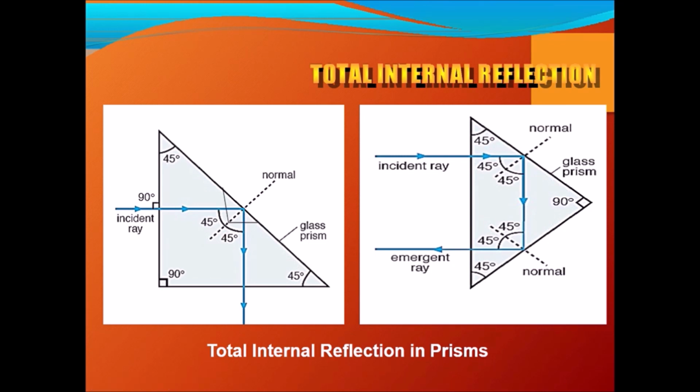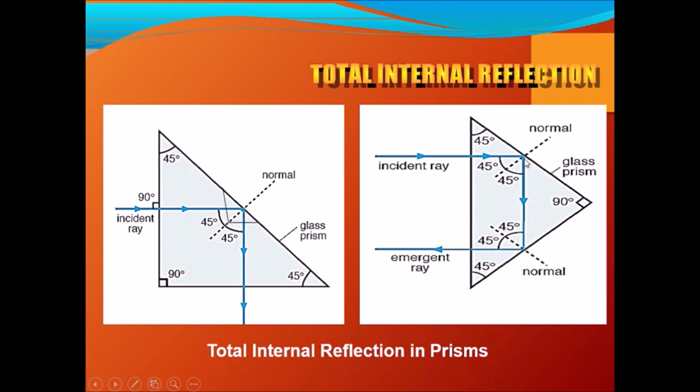So this angle of incidence out here is 45, which is more than the critical angle. If it is more than the critical angle, what will happen? This ray of light will not get refracted, rather it will get reflected. So it is getting reflected internally.